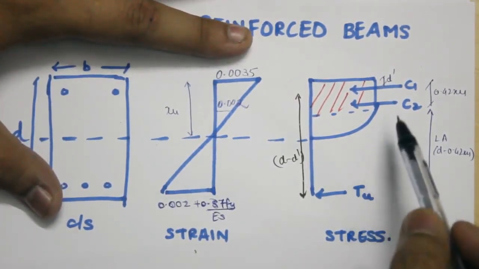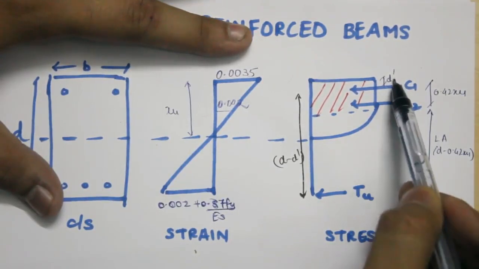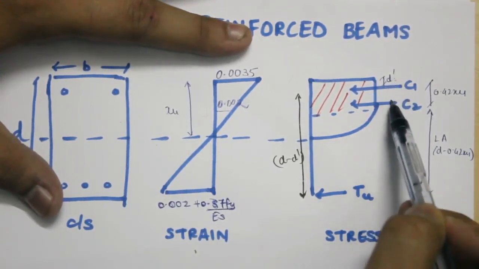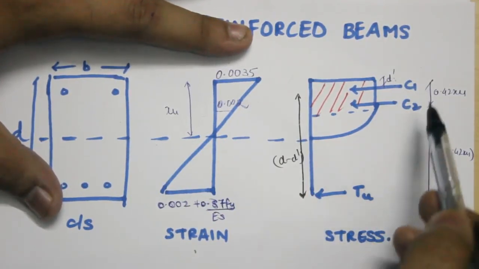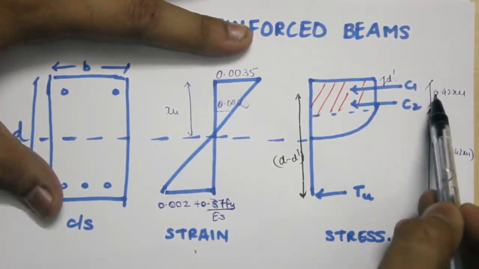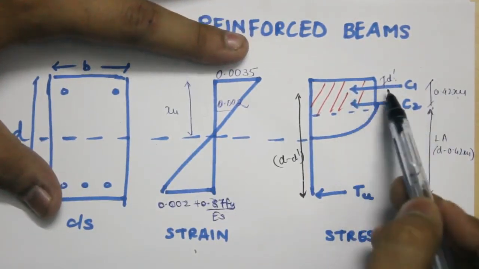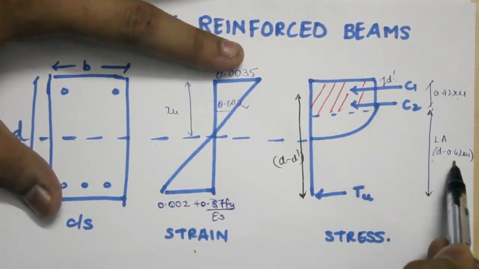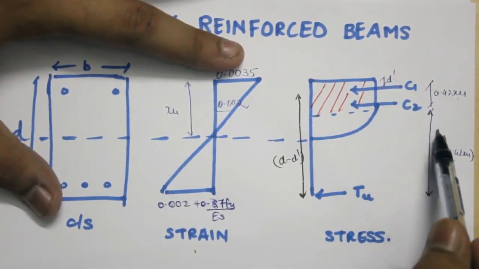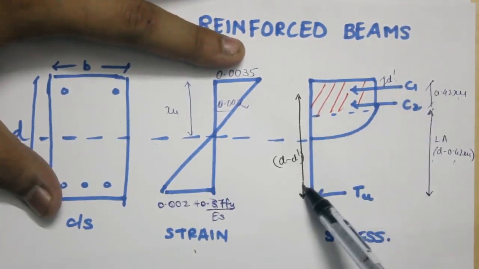Okay, so C1 will be the compressive force in the compression steel that will be acting at a distance d dash, that is the effective cover from the top side, and C2 again will be the compressive force in concrete. It will be acting at 0.42 times XU from the top of the beam, and the lever arm will be d minus 0.42 XU for C2, and for C1 it will be d minus d dash.